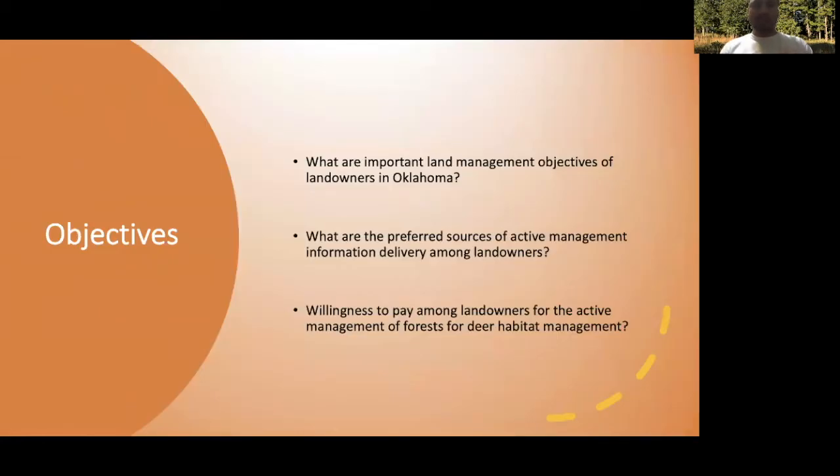On that aspect, this research, in particular this presentation, aims to explore and understand the land management objectives of Oklahoma landowners, identify preferred sources of information delivery using extension material about active management, and willingness to pay for deer habitat management using active management of ecosystem in the central transition ecoregion, particularly in Oklahoma.